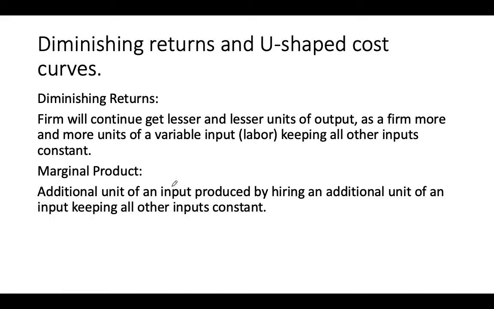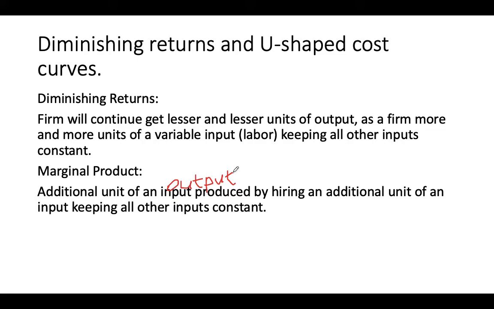It's going to be output over here. It's not input, right? So make your correction. I'm trying to write it over here. It is basically output, right? So additional unit of an output produced by hiring an additional unit of an input, keeping all other inputs constant. Marginal cost से similar concept है.